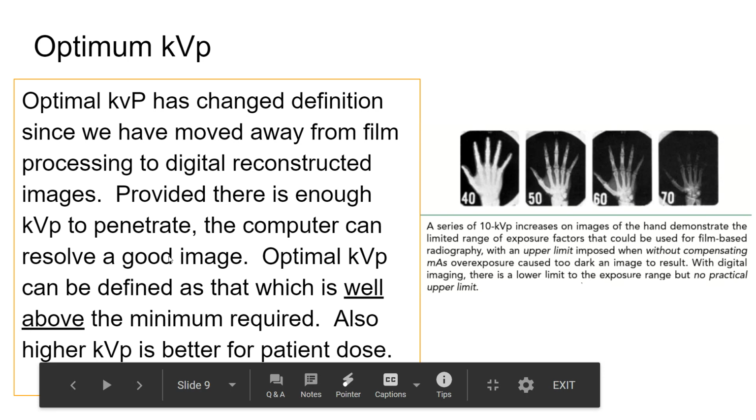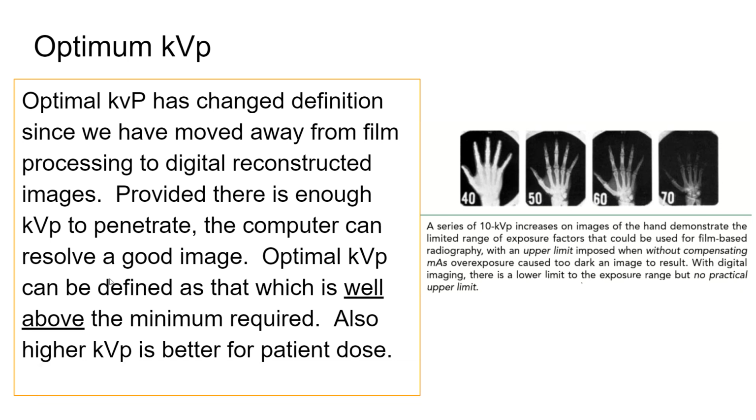What's the actual definition? Optimal kV can be defined as that which is well above. I crossed that out because I don't know what the book means by that exactly. How about just a little bit above?